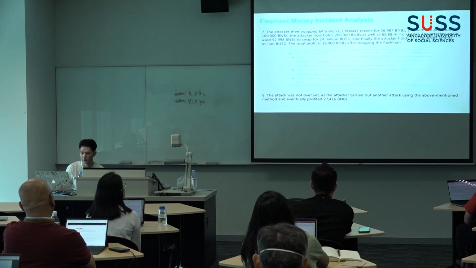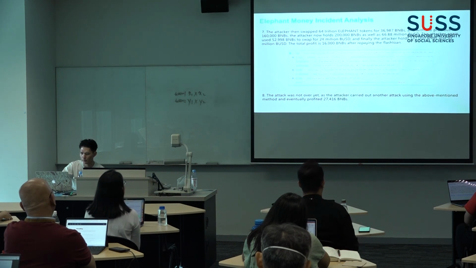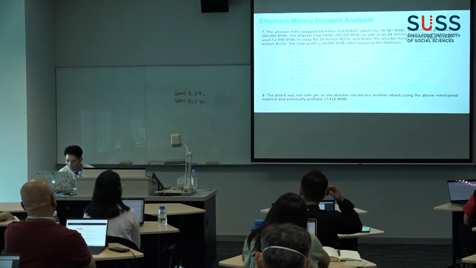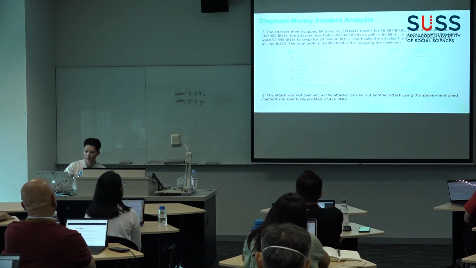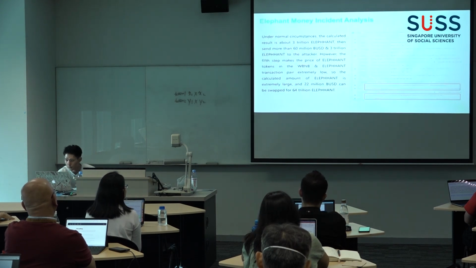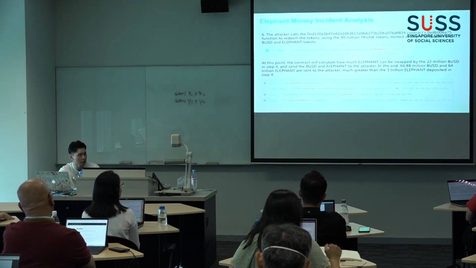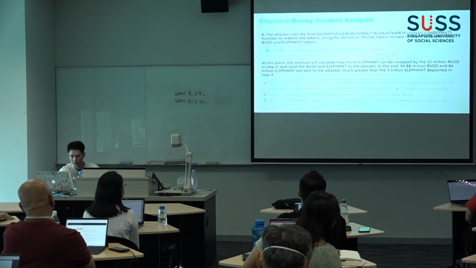So the final step is the attacker selling the elephant token. And now the attacker profited about 16,000 BNBs after repaying the flash loan. The attacker also carried out other attacks using the same method, gaining another 27,000 BNBs. So as we can see, this attack transaction is usually quite complex and includes price manipulation.